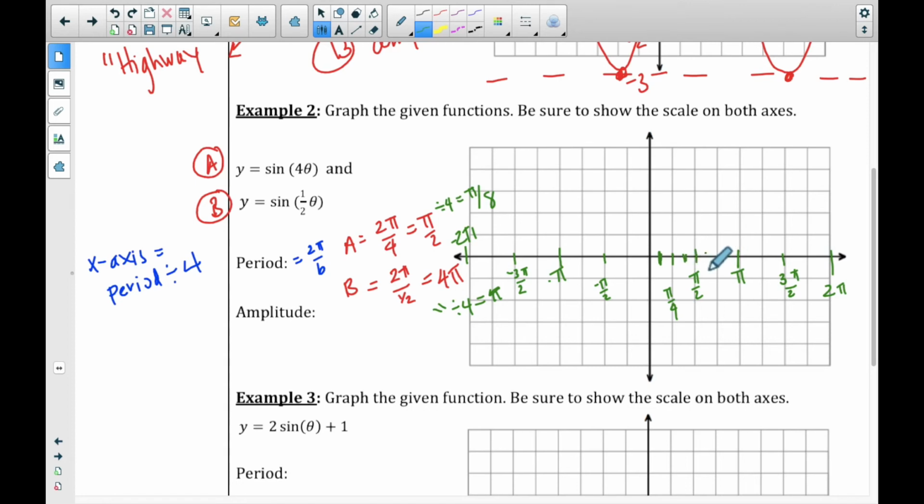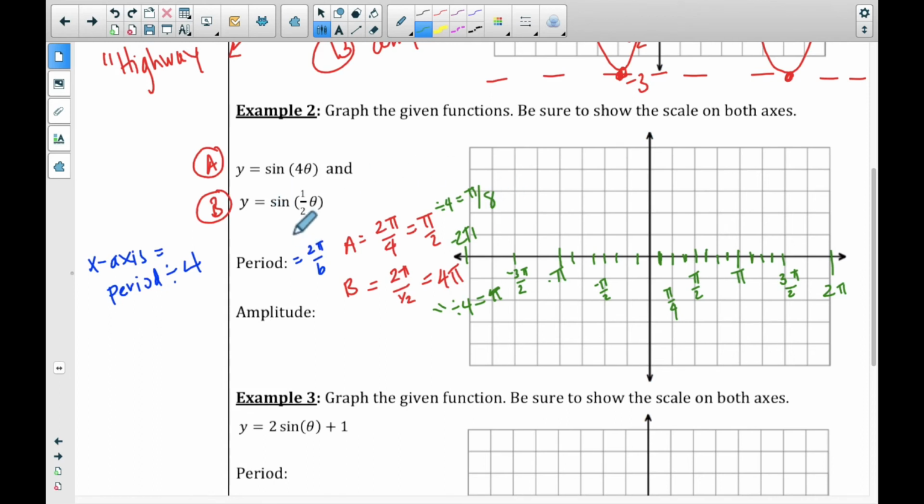But I wanted to set this up in a way that would fit both of the graphs on there at the same time. So I'm basically going to split these. I'm not going to do every single one, but I'm going to split these in half so that I can graph them appropriately. Let's start with graph A. It is the more difficult one. It has increments of pi over 8.